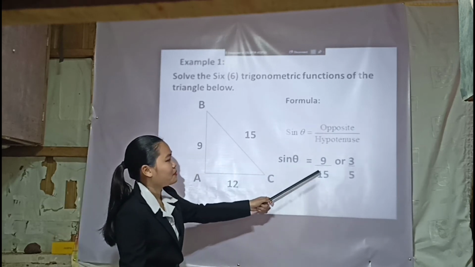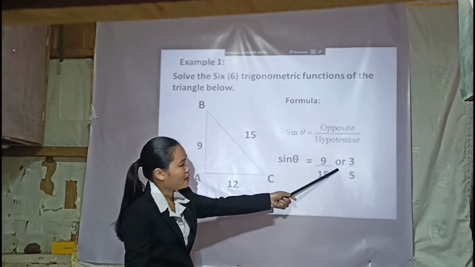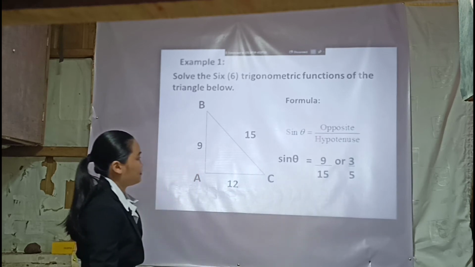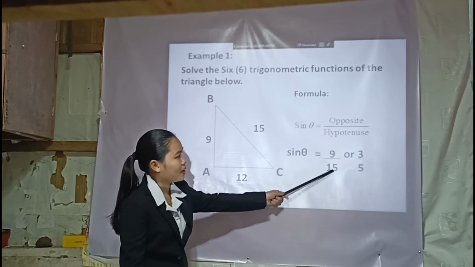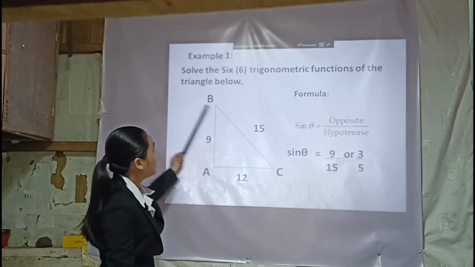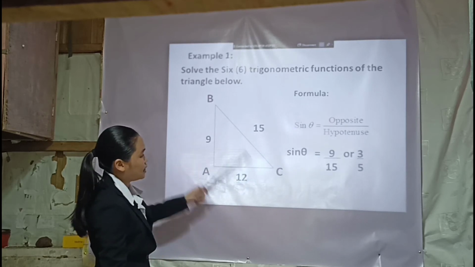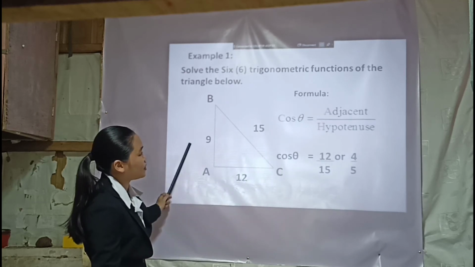And 9 over 15 can be reduced by dividing by 3. That is why it is 3 over 5. So, sine equals 9 over 15 or 3 over 5 is the value of sine theta in this figure, right triangle ABC. Next, we will find the cosine in this figure.